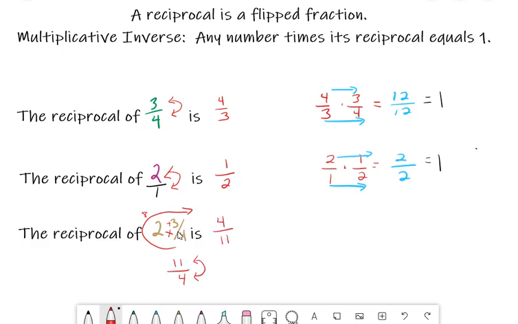Once we have a fraction, now we can flip the fraction, so our reciprocal is going to be 4/11. Now we can multiply this out, 11/4 times 4/11. Multiply across the top, 11 times 4 to get 44. Across the bottom, 4 times 11 to get 44. And again, top and bottom are the same, so it is equal to 1.